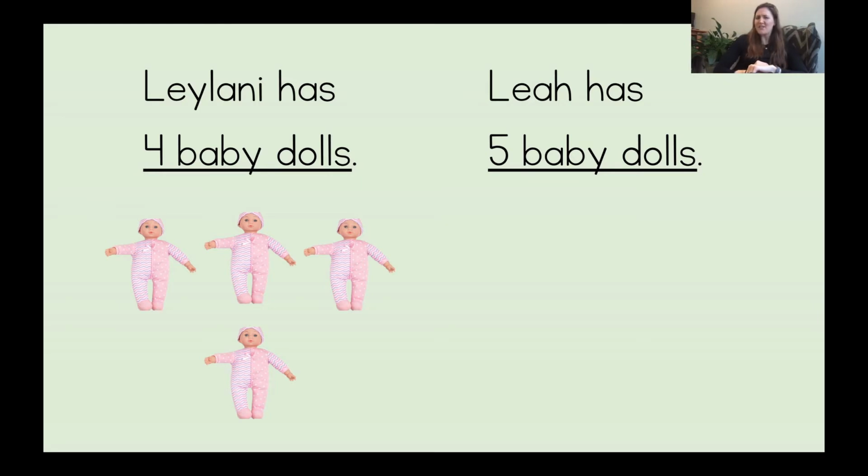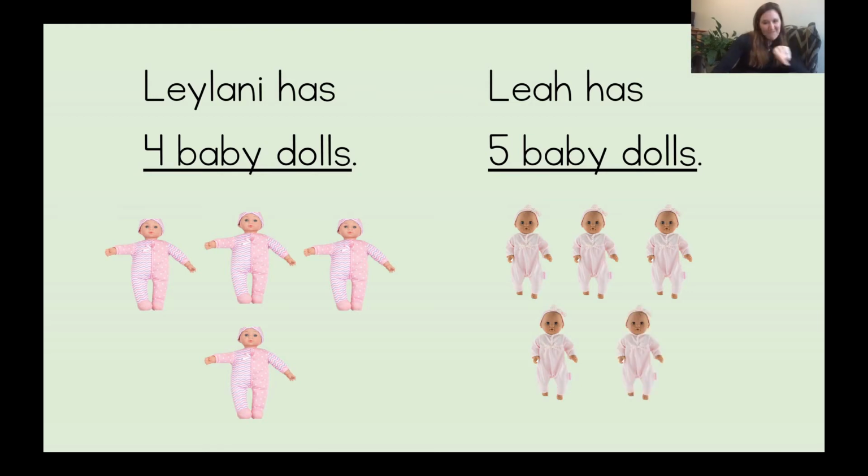How many baby dolls does Leah have? She has 5. 5 baby dolls. So we need to show 5 baby dolls. You can count with me as I show them. 1, 2, 3, 4, 5. We showed 5 baby dolls for Leah. So we have 4 baby dolls that Leilani has, and Leah has 5 baby dolls. So we have 4 plus 5 equals how many all together?